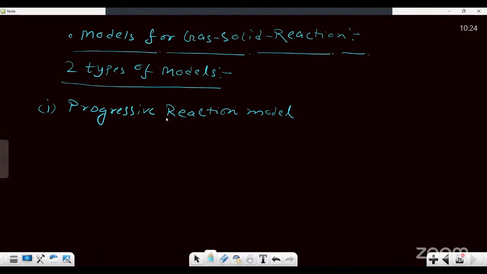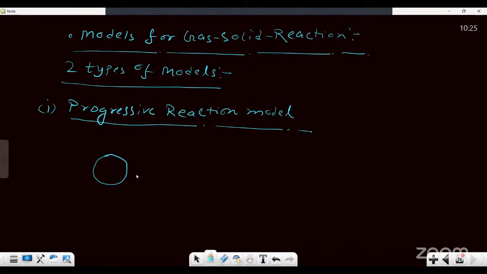So first we will be talking about the progressive reaction model. What is this progressive reaction model? This model assumes that the gas reacts uniformly throughout the entire volume of the solid. What it means? Suppose this is my ore, which is a solid. The assumption of this model is that in each and every part of the solid, my gas is reacting in the same manner.